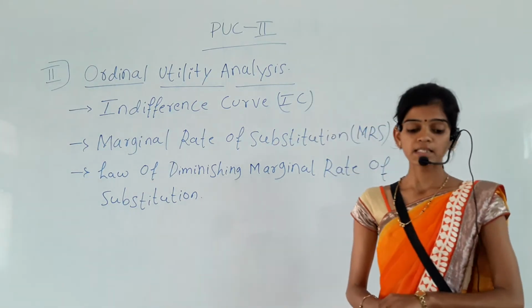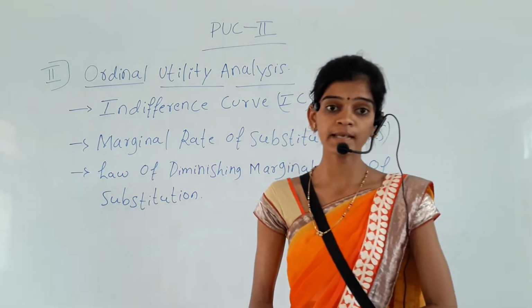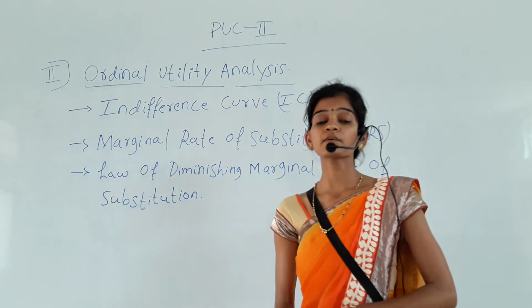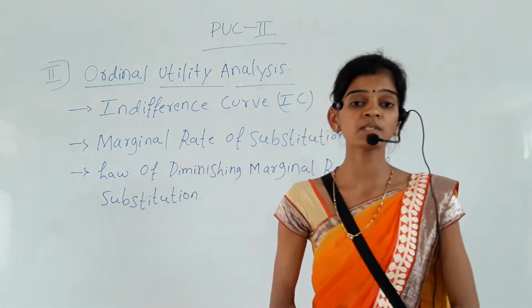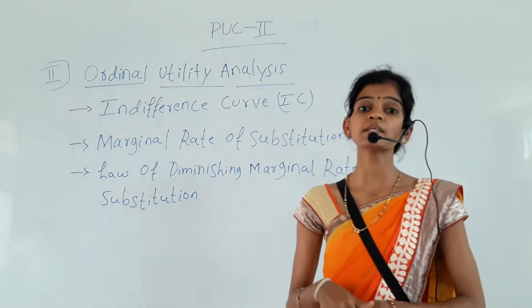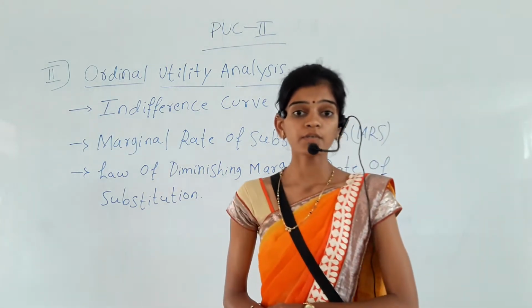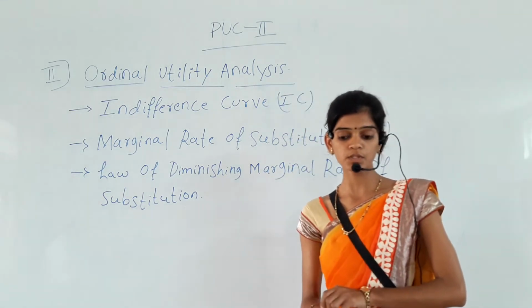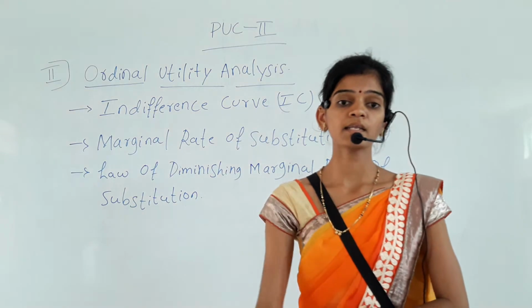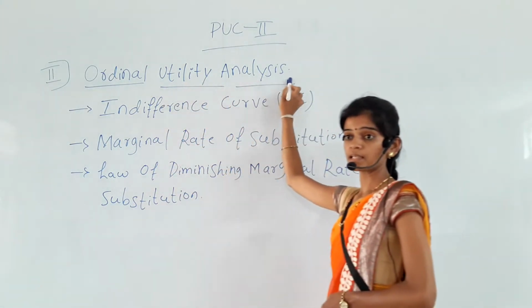So in yesterday's class we learned about what is cardinal utility analysis, what is total utility, what is marginal utility, what is the law of diminishing marginal utility, and what is the law of demand. In utility there are mainly two approaches. The first one is the cardinal utility analysis and the second one is the ordinal utility analysis.